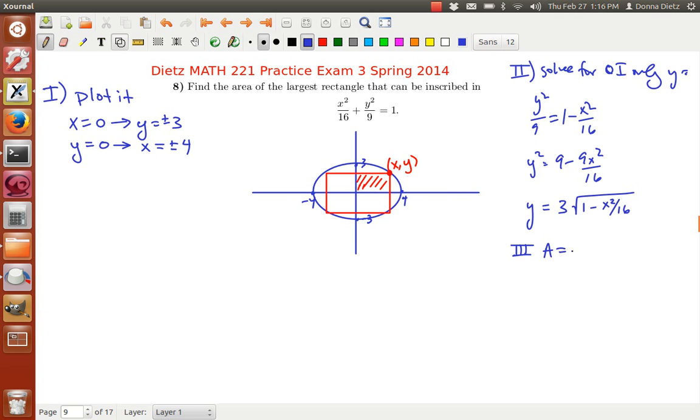Area is just x times y. Again, it's 4 times x times y, and that's what I did in the answer key. But I'm going to do it this way, and when I'm done, well, it does say find the area. Yeah, just for consistency, I'm going to put a 4 here. But you're going to maximize the same function. It's not going to matter. Okay. So area is 4 times x times 3 times this mess.